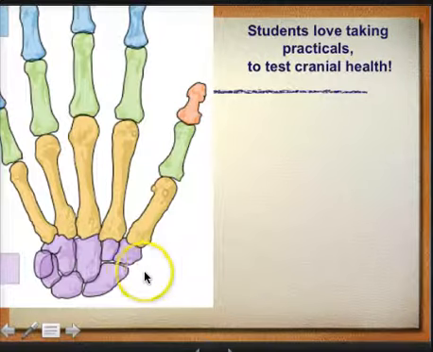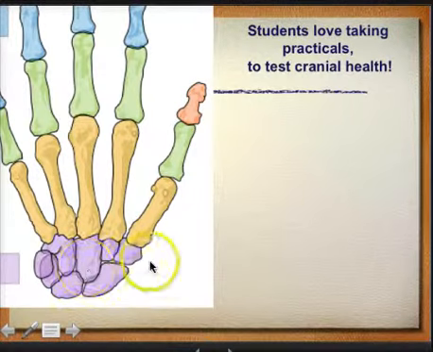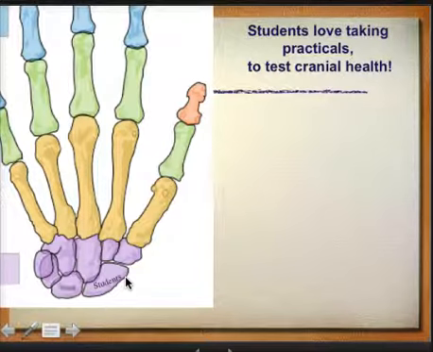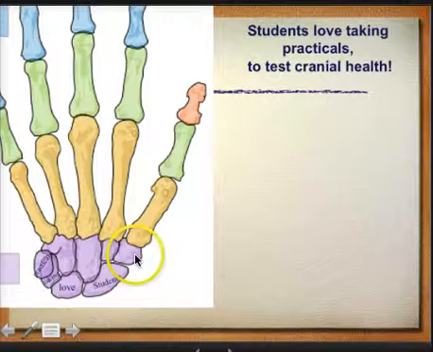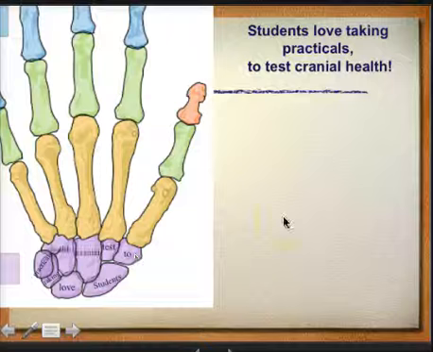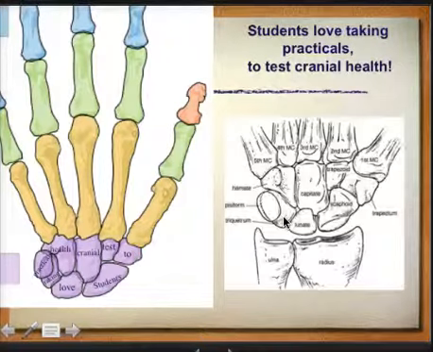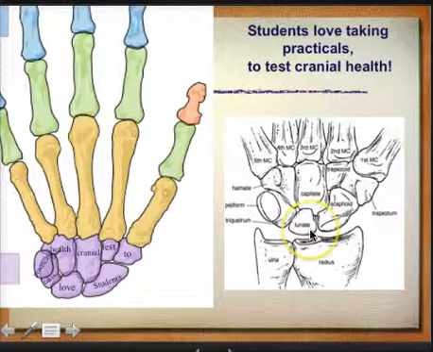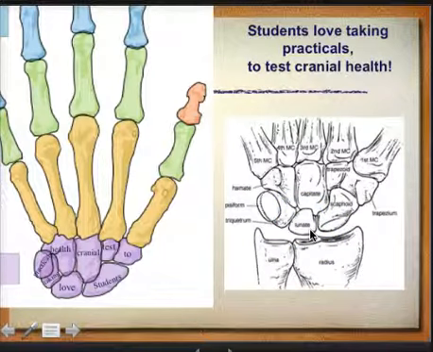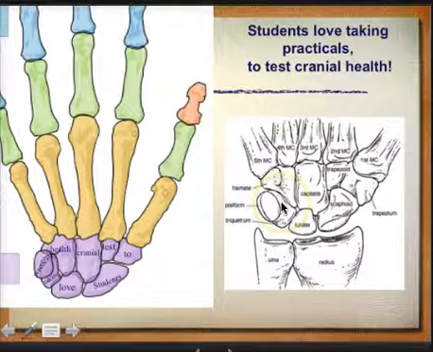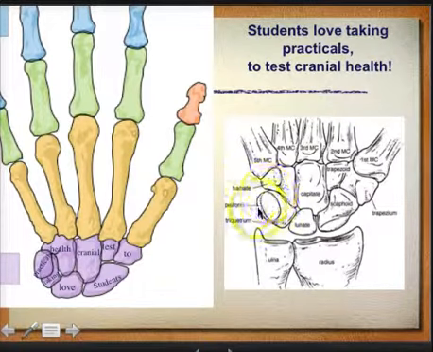The S will begin with the proximal phalange by the first digit. So it would be students love taking practicals. Go back to the first phalange. Now we're going to the more distal portion, to test. What does each letter stand for? The S stands for scaphoid. The L stands for lunate. The C stands for triquetral, and the P stands for the pisiform.